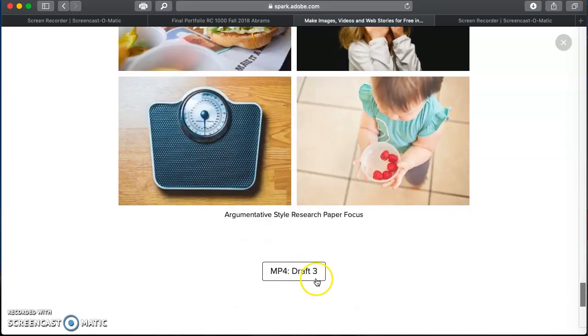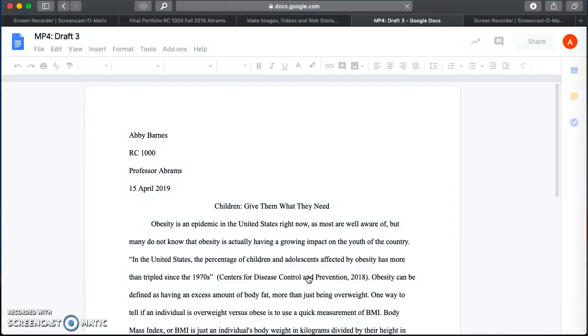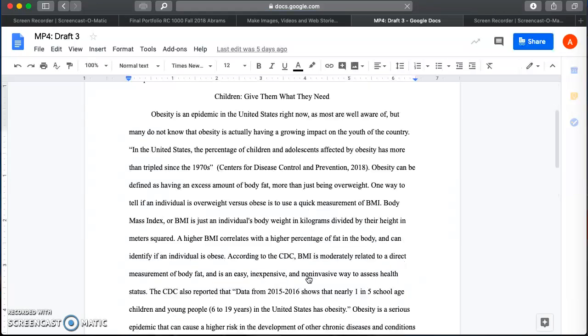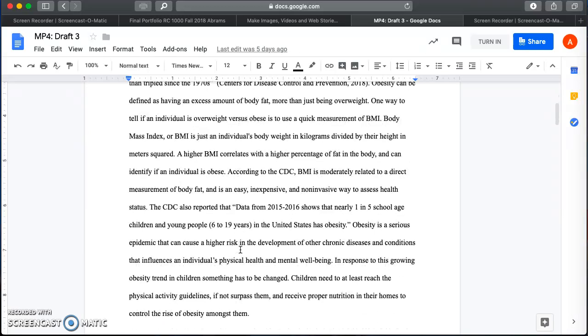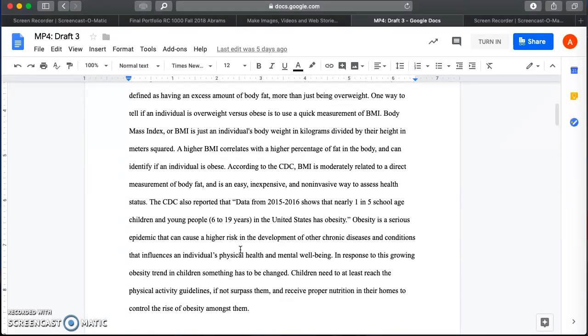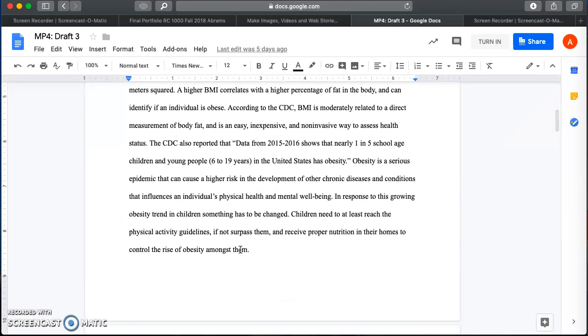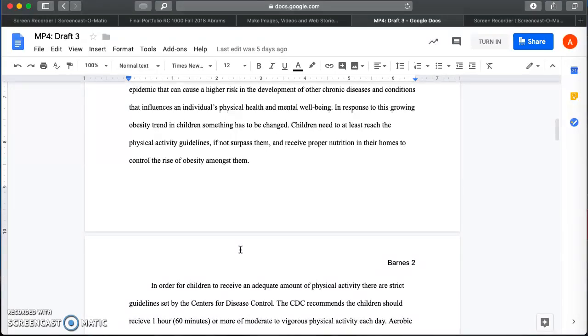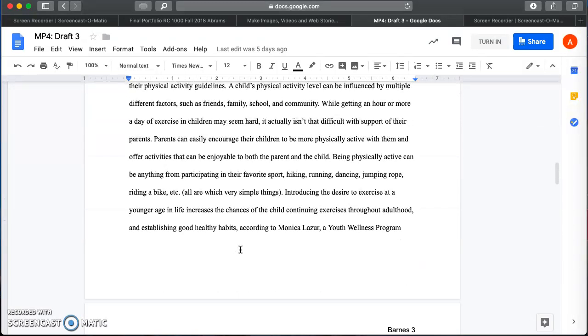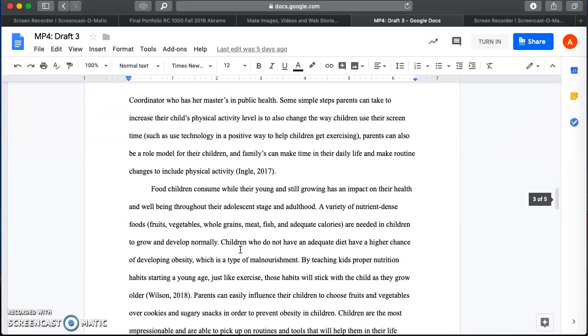Basically, my paper, which we only did 3 drafts of, was about the obesity epidemic in children and how physical activity and proper nutrition in their home can control the rise of this obesity. Basically, kids just becoming more physically active and eating the right things can control this. I thought it was actually very interesting how little physical activity kids get now.